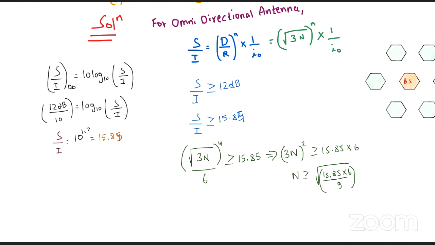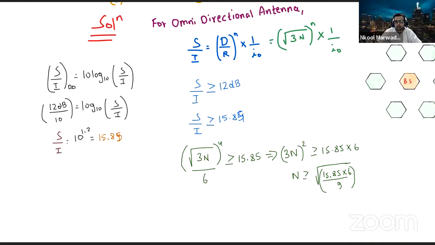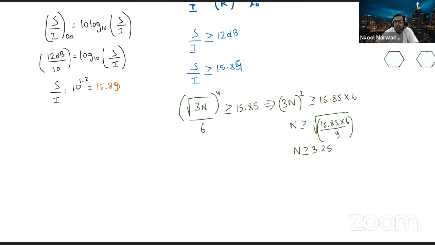3.25. Very nice, that's the right calculation. Now n is an integer, and n should be greater than 3.25. So n cannot be 3 because it has to be greater than 3.25. So n has to be 4. So the answer is 4.